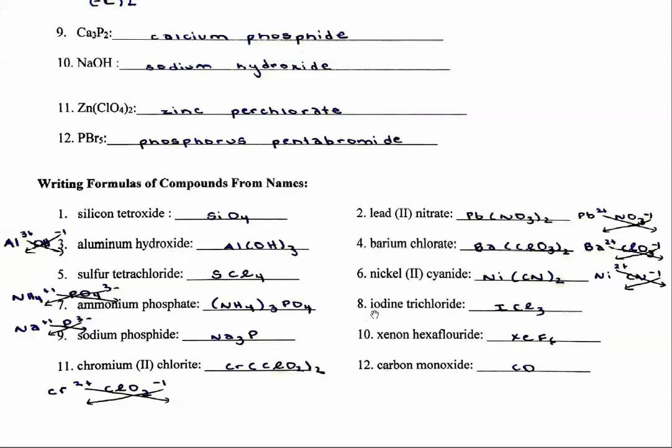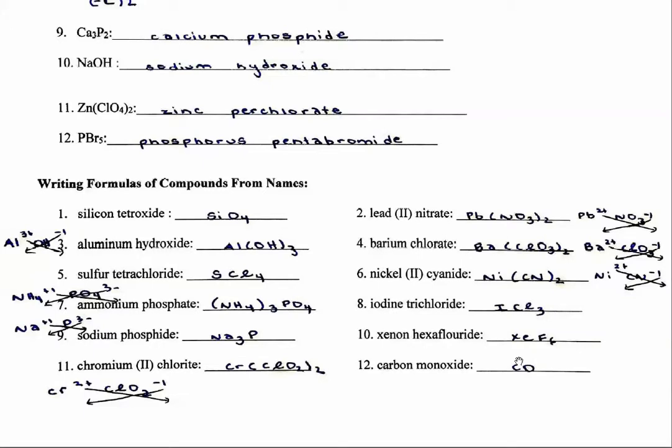Iodine trichloride. Iodine's a nonmetal, therefore it's molecular, so it's ICl3. Tri is 3. Okay. And I will give you your prefixes on the test, guys. Xenon hexafluoride, 1 xenon, 6 fluorides. That's what I wrote. Carbon monoxide, 1 carbon, 1 oxygen, CO. And you're done. It's really that easy.